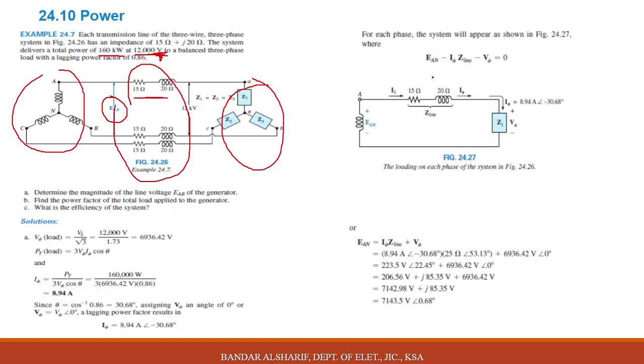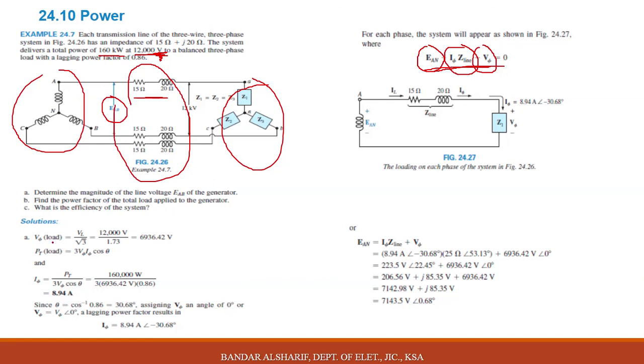We know Kirchhoff voltage law: EAN, the source, minus I angle theta times Z line, minus V angle theta phase equals 0. This means if we find V phase, we can find the current and multiply by Z line, and we will find the phase value here. If you find the phase value, you can find the line value by multiplying by root 3. This is what we need to do.